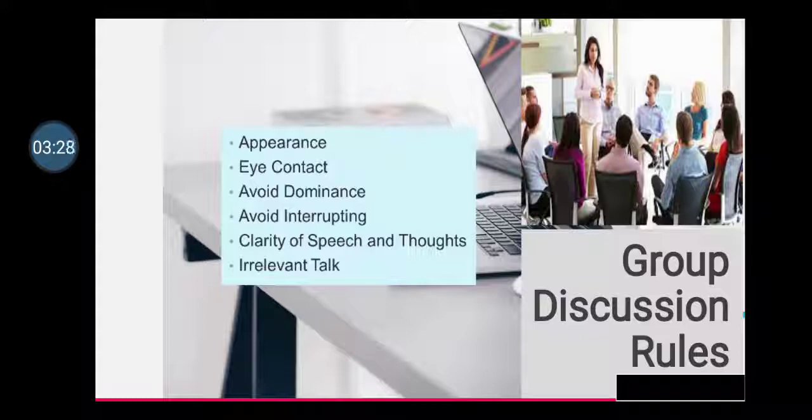And the last one is irrelevant talk. Many students often get taken away by some other topic. The topic might be different, but they end up leading into something else. So avoid deviating from the main point and stay on the same track. Quality is more important than quantity. Be short and simple and refrain from getting involved in irrelevant talk. So students, these are some of the important rules to be considered in group discussion.